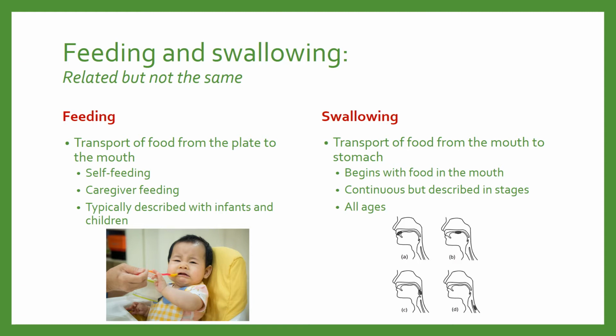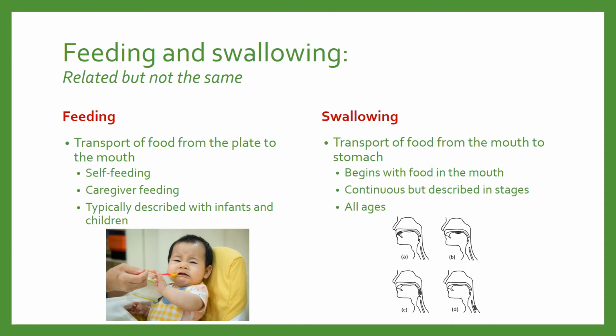If something along their development caused an issue with them being able to accept a variety of foods that are age appropriate. When we talk about swallowing, on the other hand, we're talking about the transportation of food from the mouth to the stomach. It begins with the food in the mouth, and then it's described in stages as the food continues through the throat, into the esophagus, and into the stomach. And it's described across all ages. So when we talk about swallowing, it's really you sitting down and having a bite of steak, chewing it up, and getting that steak down into your stomach.